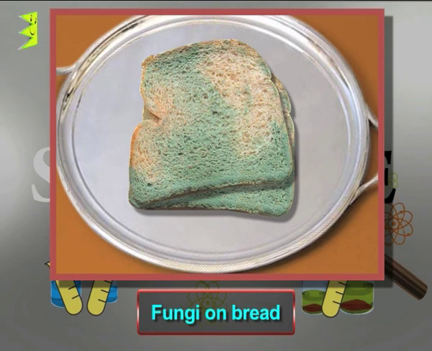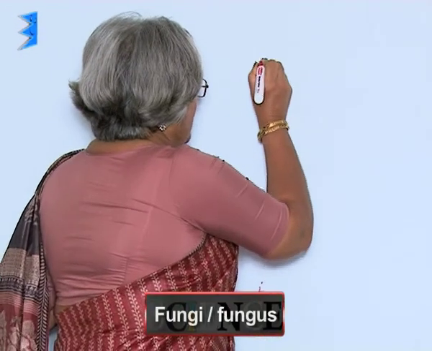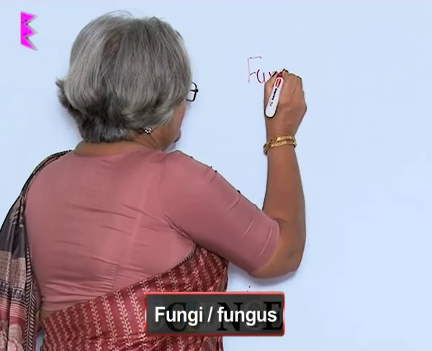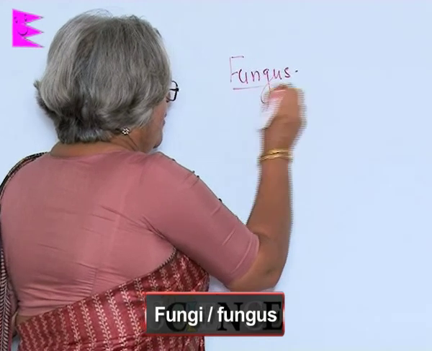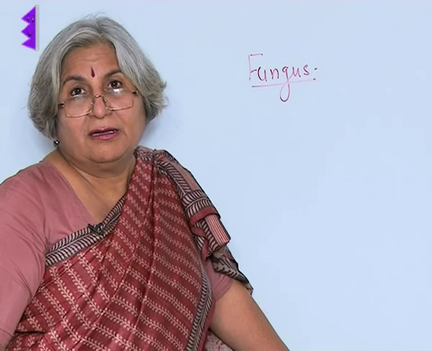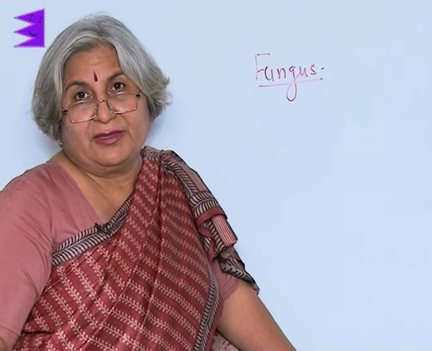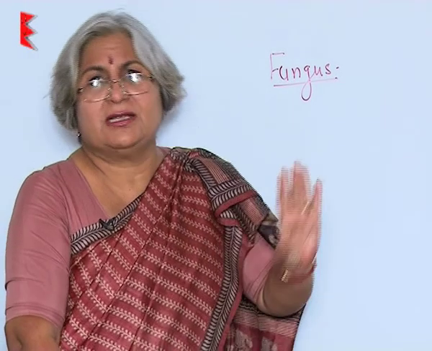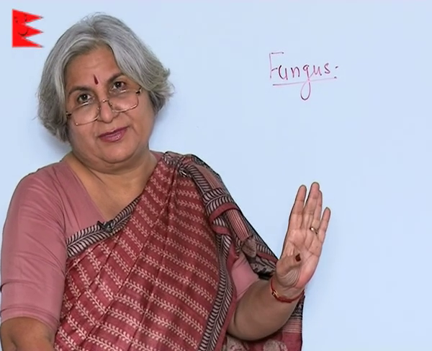What has grown over it? Sometimes a similar kind of structure also grows on your jam, jelly, pickle or even leather goods or other things. What is this? This is fungi, or the fungus. Fungus is a kind of organism which is non-green. It cannot perform photosynthesis, but it also does not disturb the other living organisms.